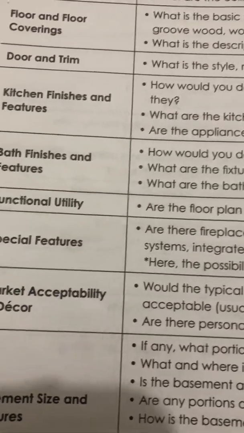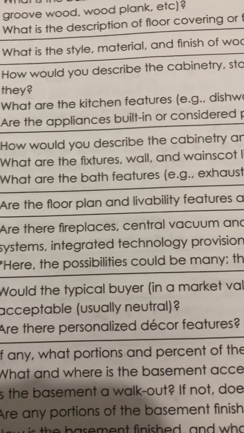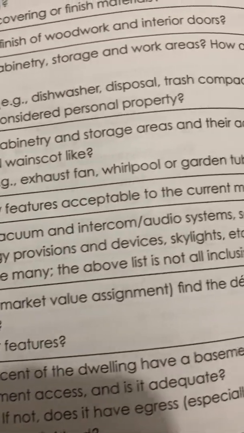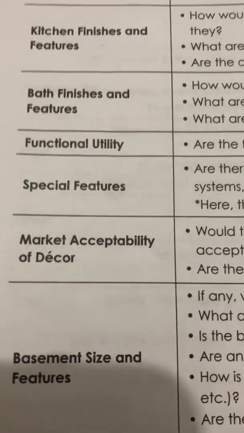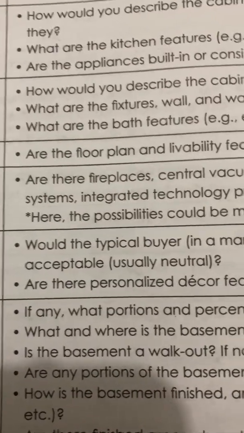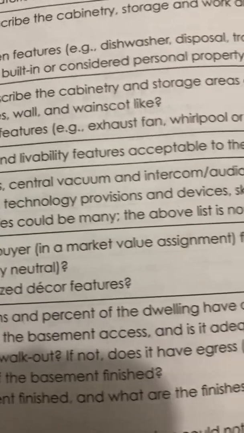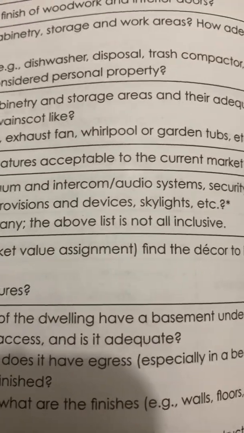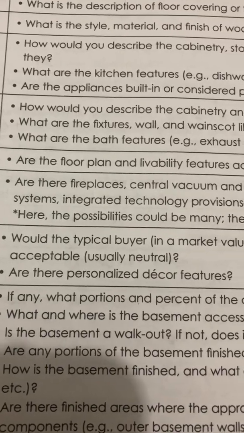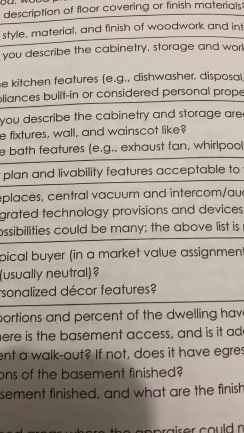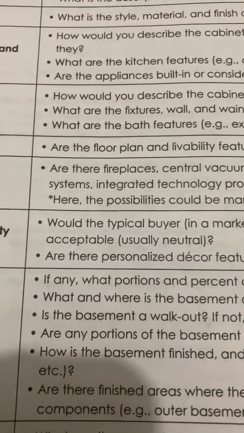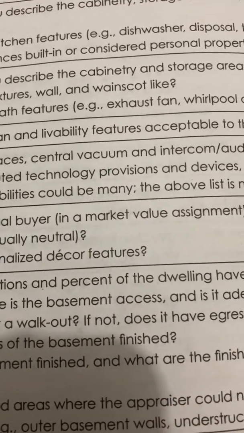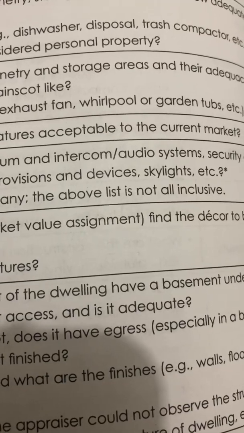Functional utility. Are the floor plan and livability features acceptable to the current market? Special features. Are there fireplaces, central vacuum and intercom/audio systems, security and fire systems, integrated technology provisions and devices, skylights, etc.? Here, the possibilities could be many. The above list is not all inclusive.